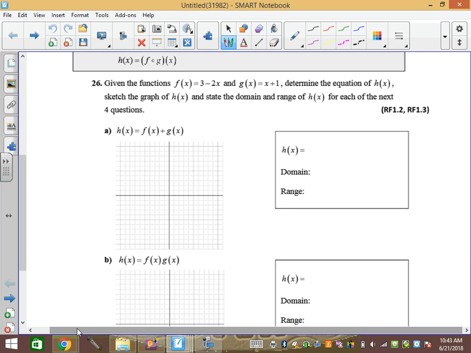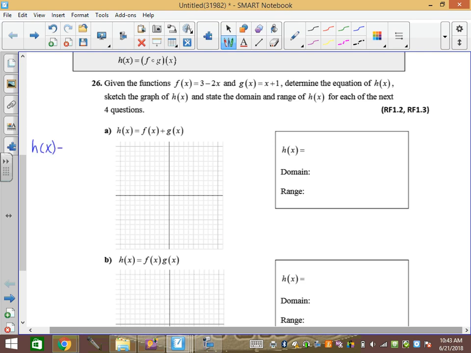So here we're going to do h of x equals f of x plus g of x. What we could do is draw out f of x separately, draw out g of x separately, and then look at their y values for each separate x and add them. But instead we're going to actually just add the functions.